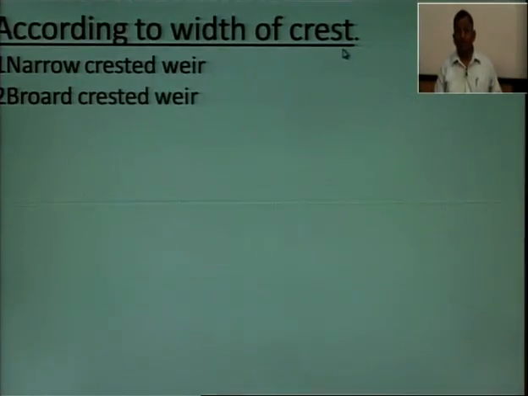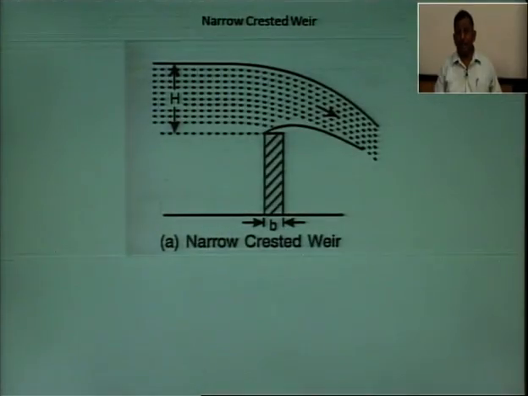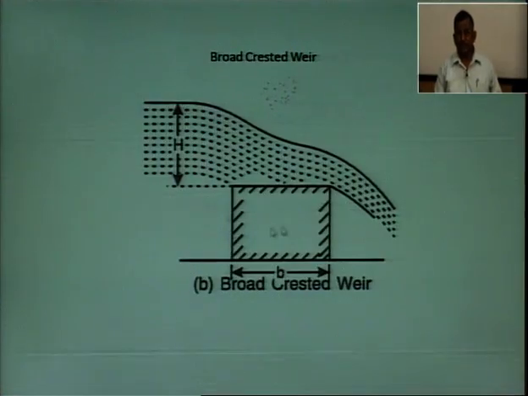Then according to the crest, narrow crested or broad crested. This is a narrow one. The weir which we have made is of a very small thickness, that is a narrow one. Now this is a broad crested. In this case the weir is of a broad crest.